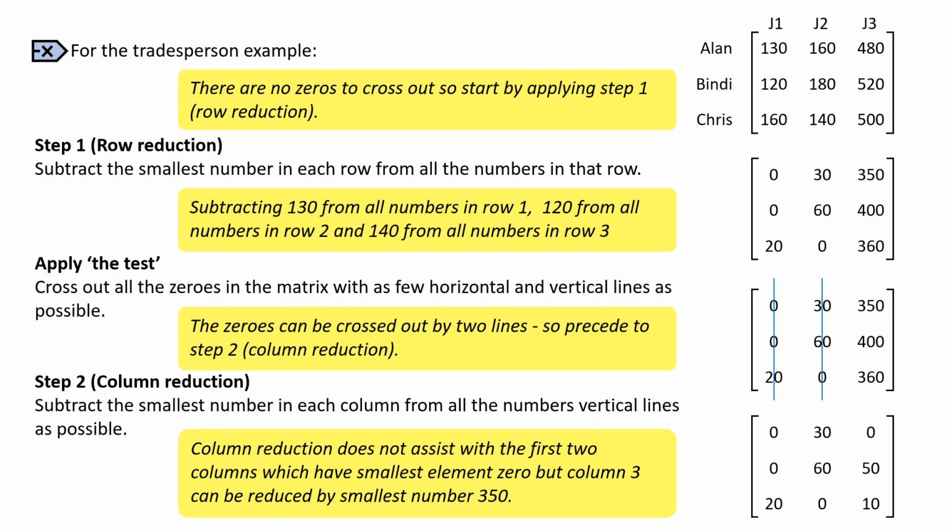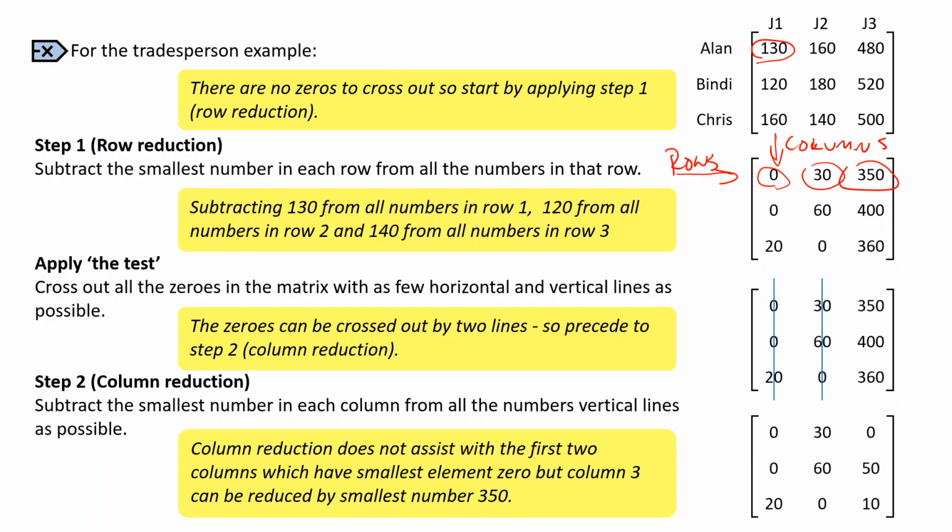Okay, there are no zeros in the first step, so we start with row reduction. What you do is you look at each row, and remember rows go along that way and columns go down. So I might just write that in, rows and columns. Then we look at the first row, and 130 was the smallest in that row, so we subtract 130 from each of the other numbers in that row, and you get 0, and 160 minus 130 is 30, and 480 minus 130 is 350.